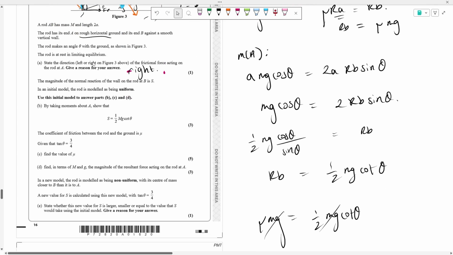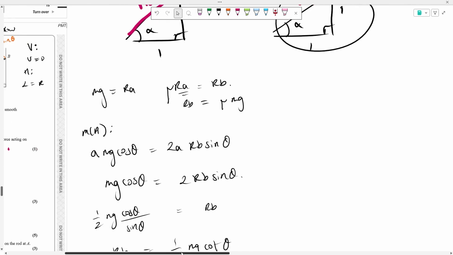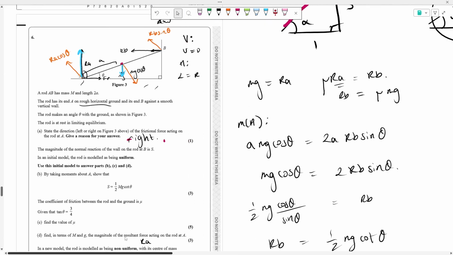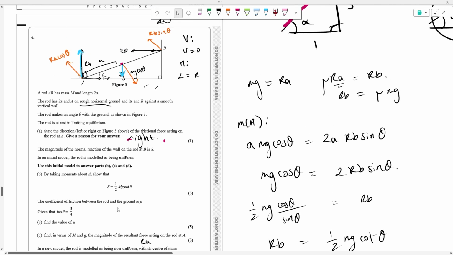So we're trying to work out essentially what is Ra in terms of mg. Well, we worked out mu. We worked out mu is 2/3. Cool. Let me just double check that even. The magnitude of the resultant force acting on the rod at A. Okay, so I take that back actually. What we're trying to do is essentially work out this force even.